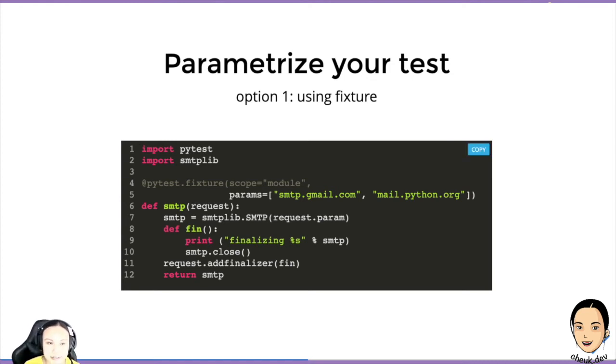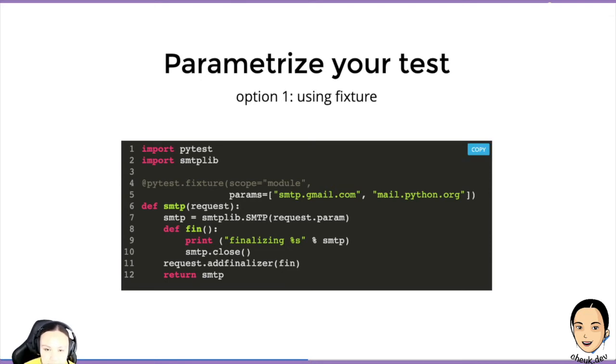If in your fixture you want to make different test cases, after your scope module, you just put params equals and put it as a list there. Let me see if I can demonstrate that. Well, I will show you afterwards, but let me go through the slides first. I'm always ahead of what I'm supposed to talk about.